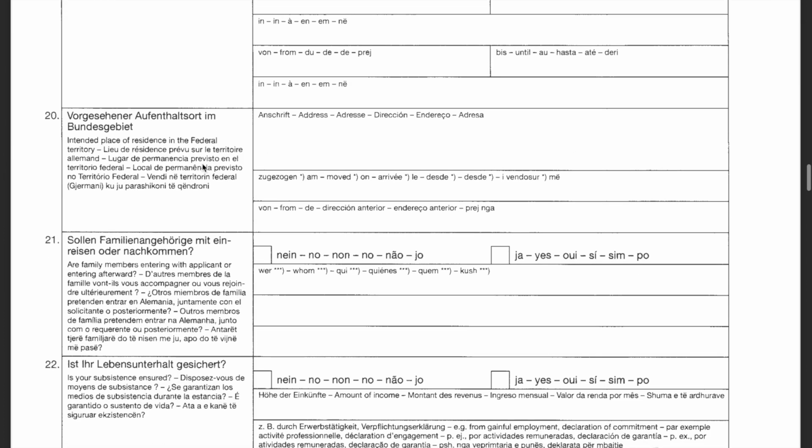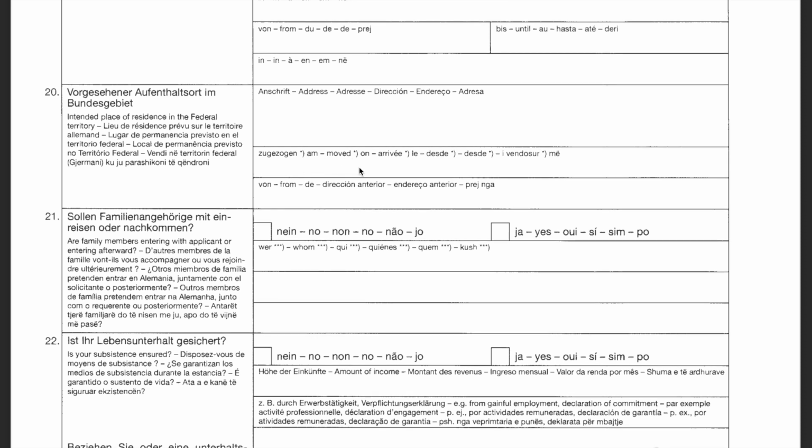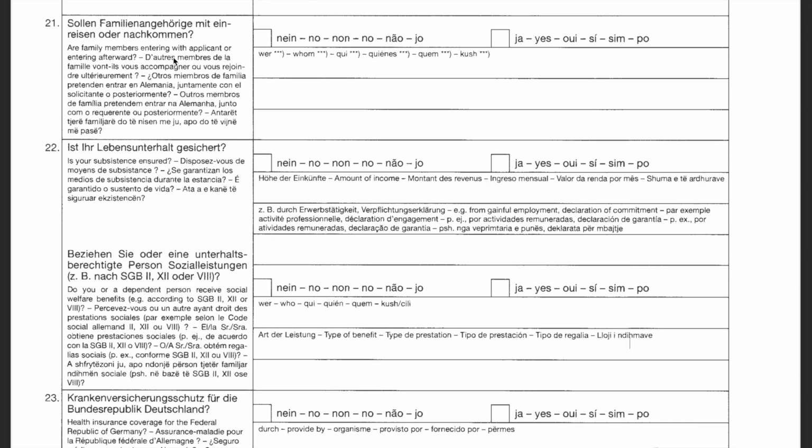And then they are asking about the intended place of residence in the federal territory, so where you are going to stay. If you have an address in Germany, for example, if you have already moved in and you have an address and rental agreement, then you can mention the address over here. And then you can say you have already moved, and here you have to mention the date from which you have moved to this address. So next, they are asking, are family members entering with the applicant or entering afterwards? If anyone is entering with you or afterwards, then you can fill this accordingly. If no, then you can mark it no, otherwise yes.